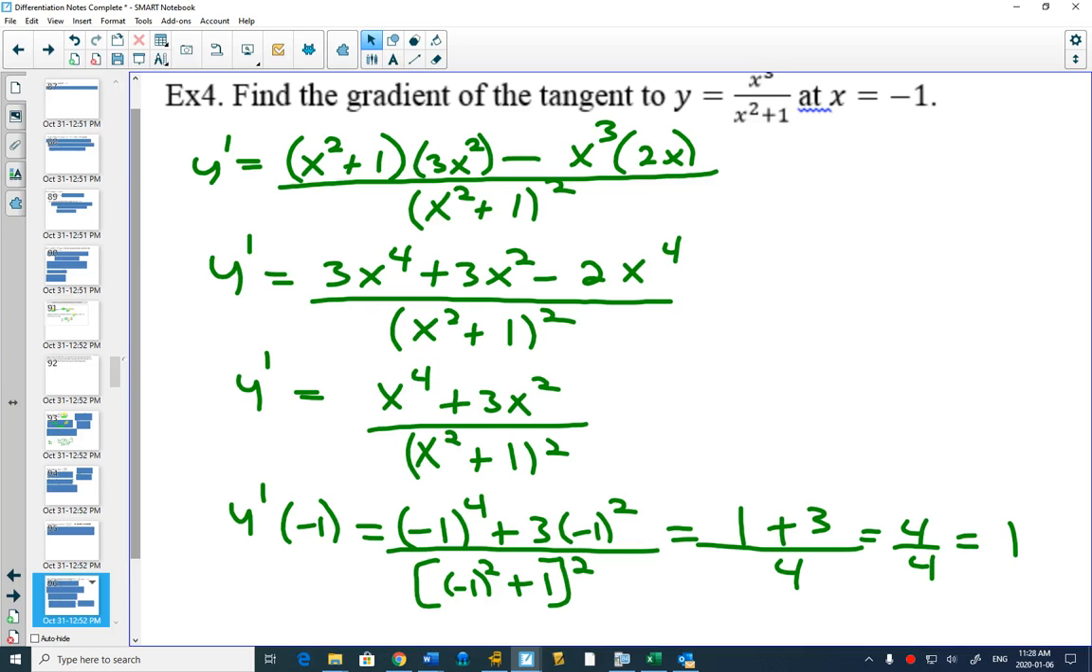So what's another review question that this same question could have asked? Instead of saying find the gradient of the tangent, it might have said find the equation of the tangent. If you want to find an equation of a line, you need the slope and a point. So we just figured out the slope part. If you wanted to find a point, you'd have to plug in -1 into the original function to get a point as well, and then you could use y equals mx plus b or the point slope form to find the equation.